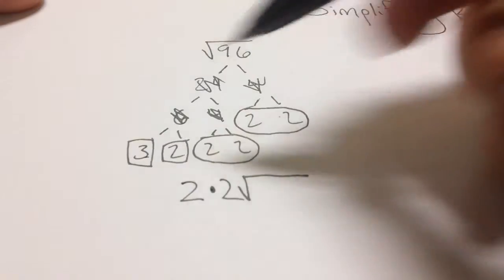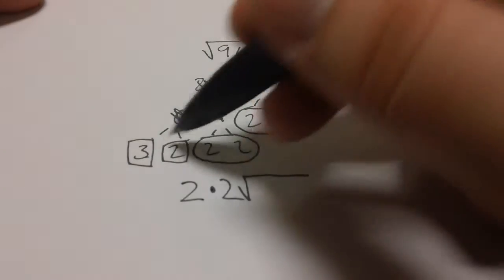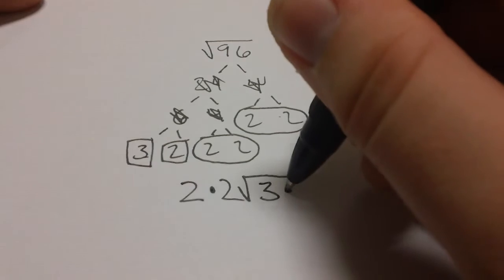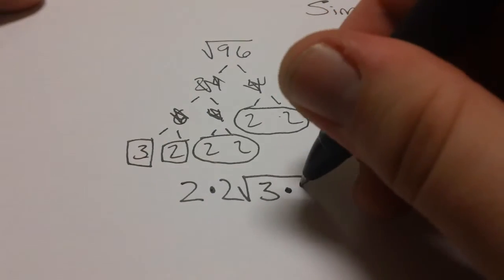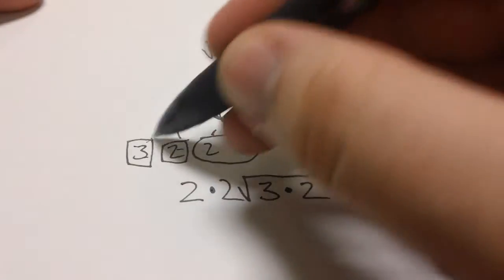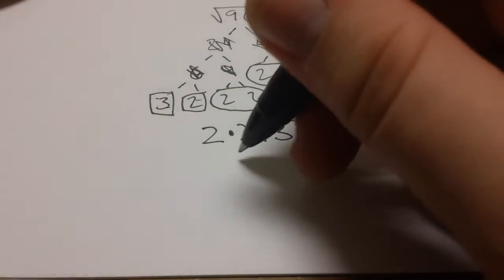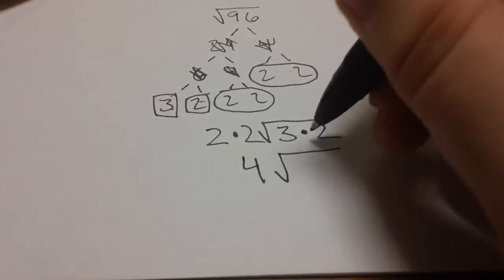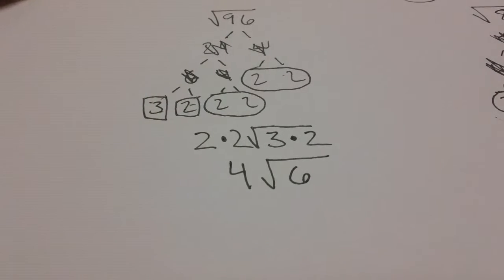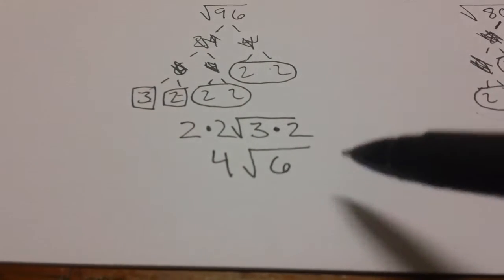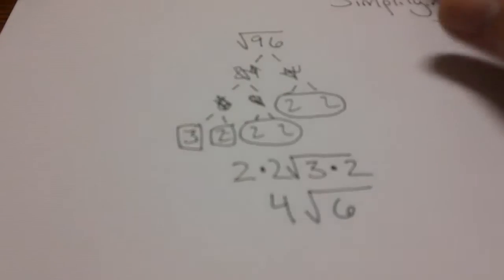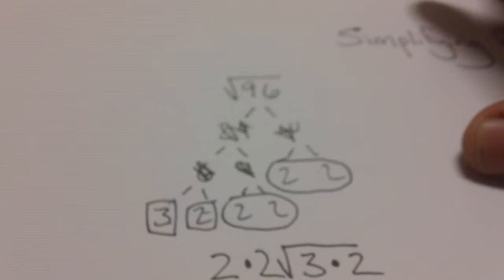Underneath, we're going to put each number that doesn't have a pair. So a 3, and then we multiply. Every time we put multiple numbers under here, we multiply them. And then a 2, because those are all by themselves right here, right? So 2 times 2 is 4, 3 times 2 is 6. So it's not that different from our previous problem here, right? We got 4 square root of 5. Here we just got 4 times the square root of 6 for the square root of 96.